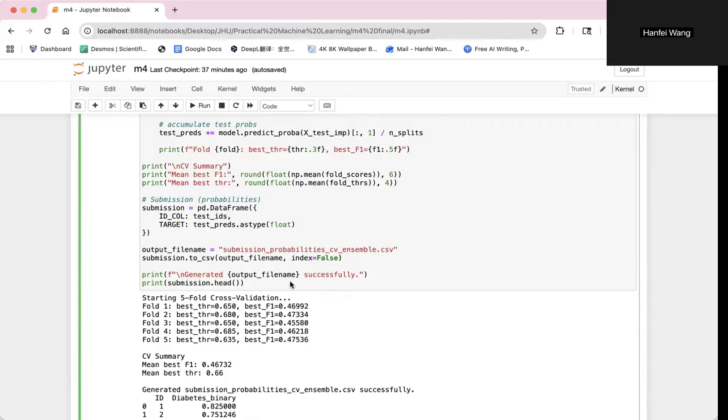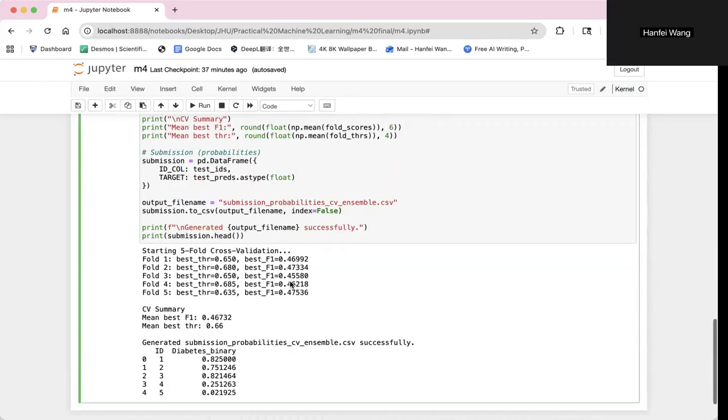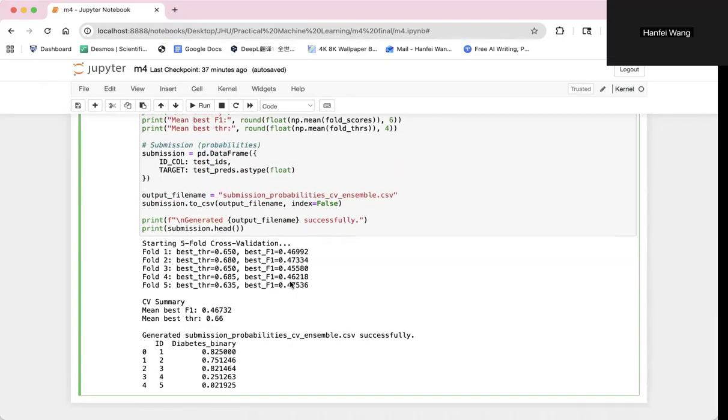In summary, I built a boosting-based classifier using cross-validation and class balancing techniques. And through hyperparameter tuning and threshold adjustments, I improved model performance and stability.